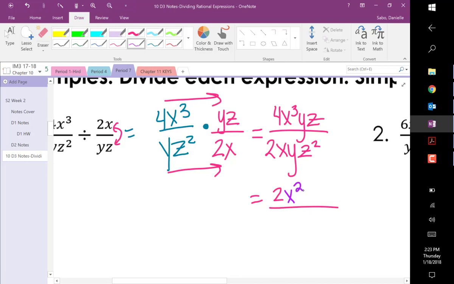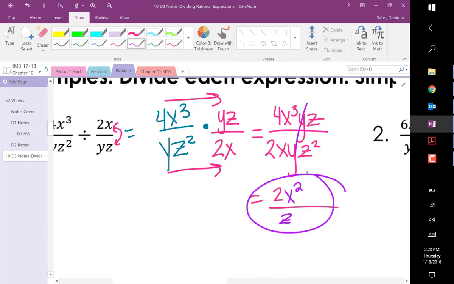How do we know that? Because 3 minus 1 is 2. Then look at the y's. They're gone. If I have the same letter on top as I do on the bottom, they disappear. I have one z on top and 2 on the bottom. How many are left and where does it go? Very good. And you're done.